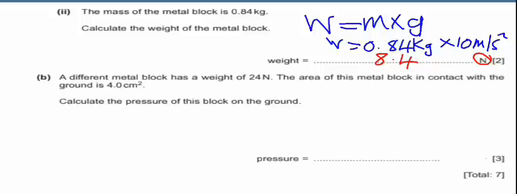Question B reads: a different metal block has a weight of 24 newtons. The area of this metal block in contact with the ground is 4.0 centimeters squared. Calculate the pressure of this block on the ground. So by using this formula, where pressure is equal to force divided by the area, we can easily calculate the pressure in contact with the ground.